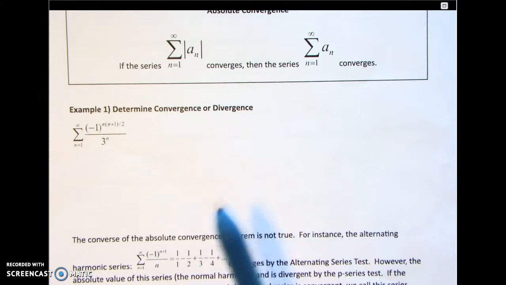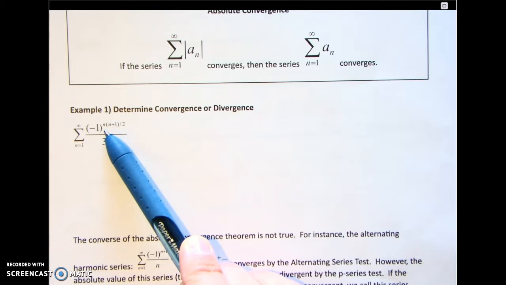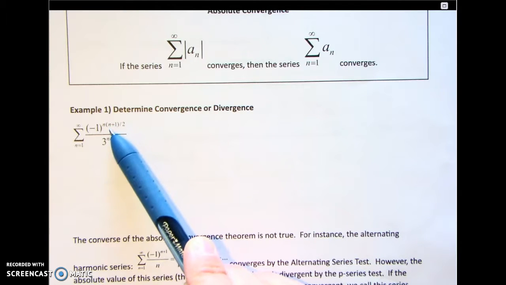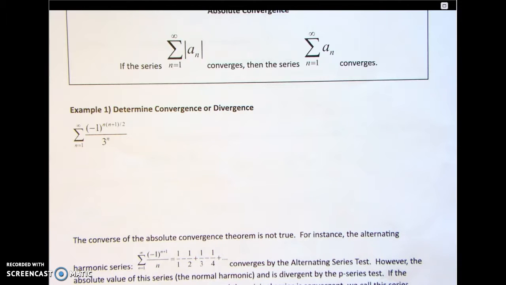So remember when this used to be just (-1) to the nth power? Well, now look at this crazy thing: (-1) to the nth times (n plus 1) divided by 2. That's where you're going to get your crazy pluses or minuses. Okay, let's just get an idea of what this looks like.